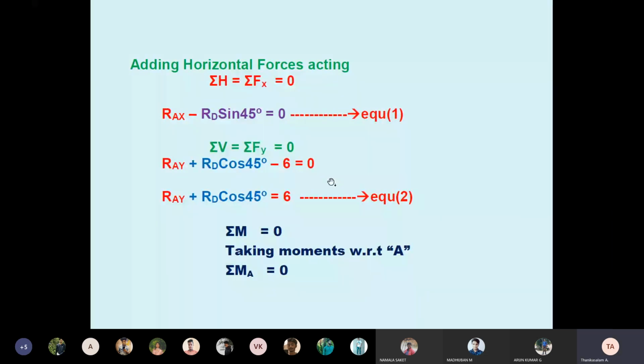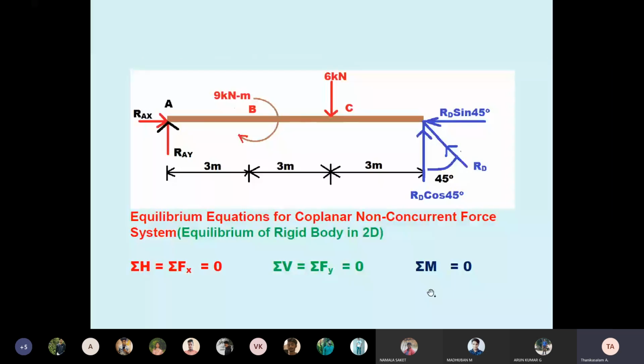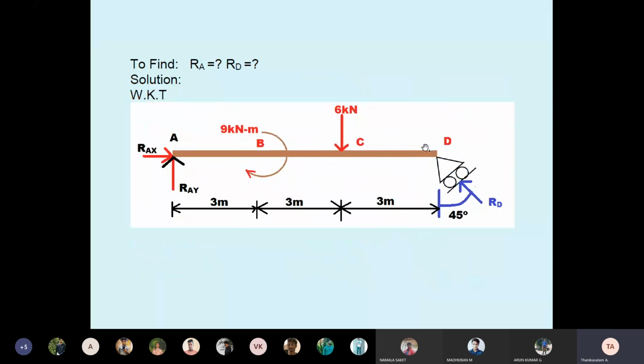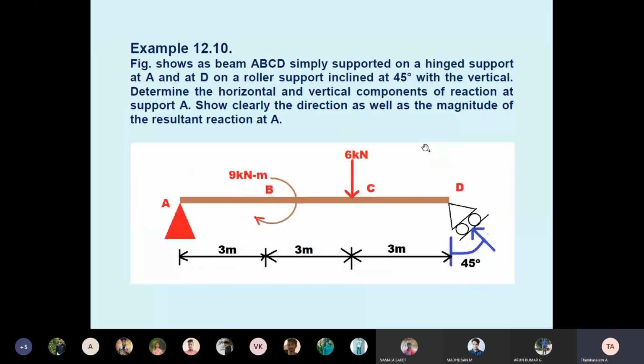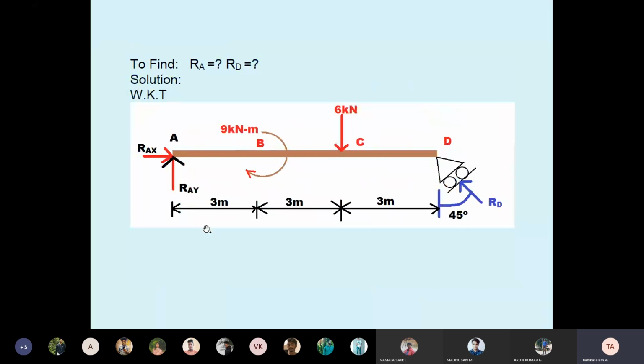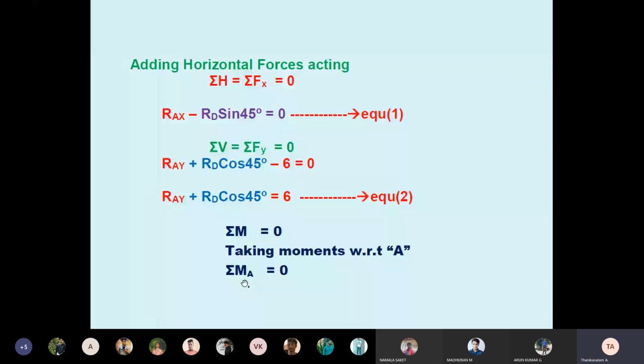Now, what is the third equation? Summation of M equal to 0. We will take moments. You have to choose a reference point. Which reference point should we choose? Here there are two reference points, A and D, because the supports are there. So I am choosing A as the reference point. Therefore, I am writing summation of MA equal to 0, that means moment with respect to A must be 0.